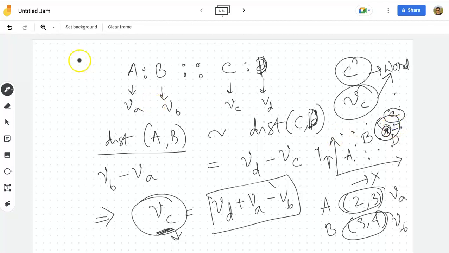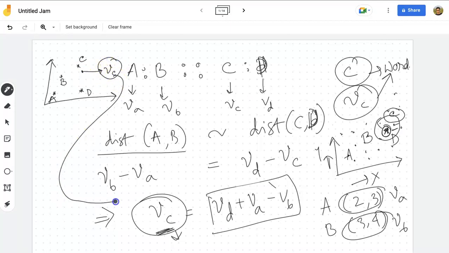So basically this is the thing. Suppose this is the plane. I know this is A, I know this is B, I know this is D. I also know this is C, but I need to search for it. This is the 2D space, so suppose each of these words is represented by only two dimensions. Now suppose this is VC.